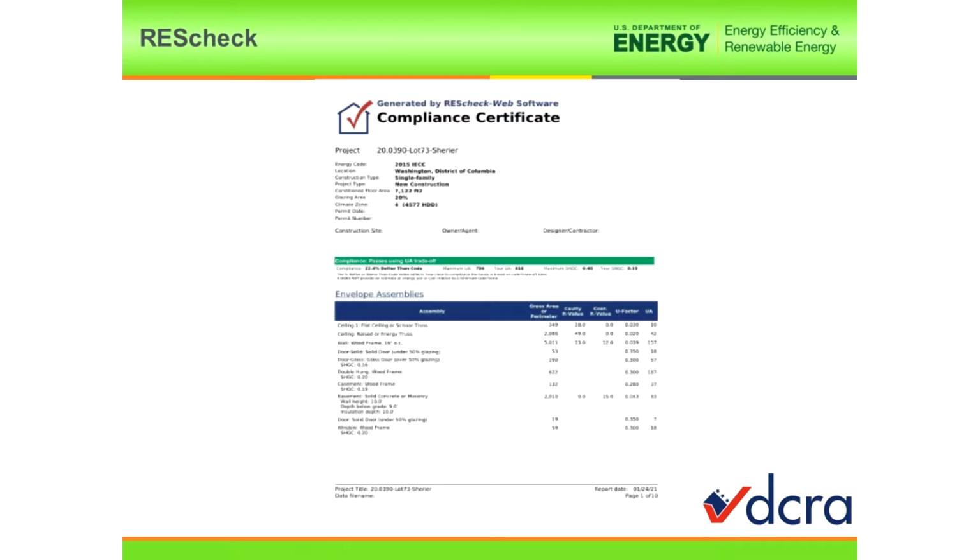So now, things are in the works with REScheck to hopefully get our local code requirements entered into a version of REScheck that you guys can then use, okay? We're not there yet, but hopefully, before this year is out, then we will be there. But until then, we do not accept the 2015 REScheck for trade-offs, okay?